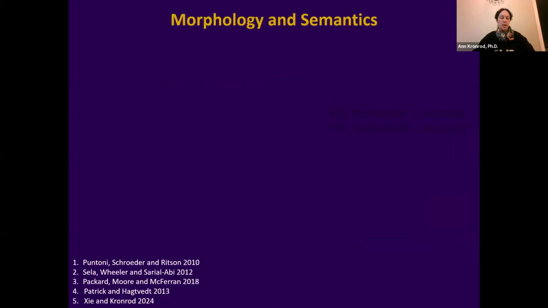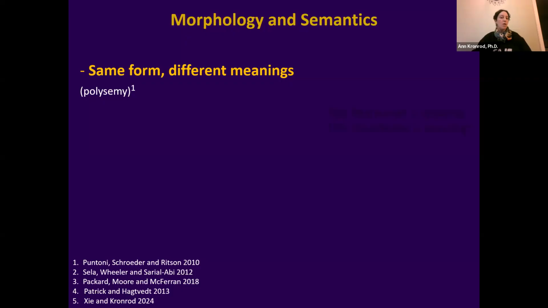Jumping to morphology and semantics. And again, morphology is how we construct words from those sounds, from phonemes. And semantics is how do we assign dictionary meaning to those words. This research takes into account different things. For example, some words have the same form, but different meanings.